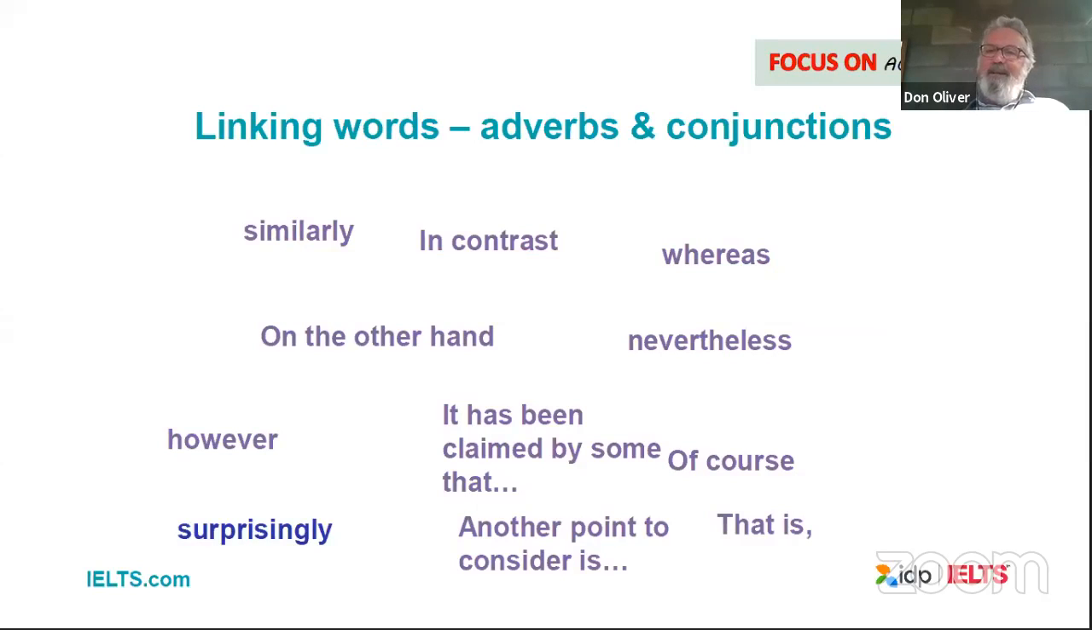If we're looking at other elements of coherence and cohesion, the linking devices, here are some examples. And very often they are adverbs, like similarly or surprisingly. Very often they are conjunctions, words that link 2 clauses together. Whereas, however. These are some examples of the sorts of words that link ideas together.